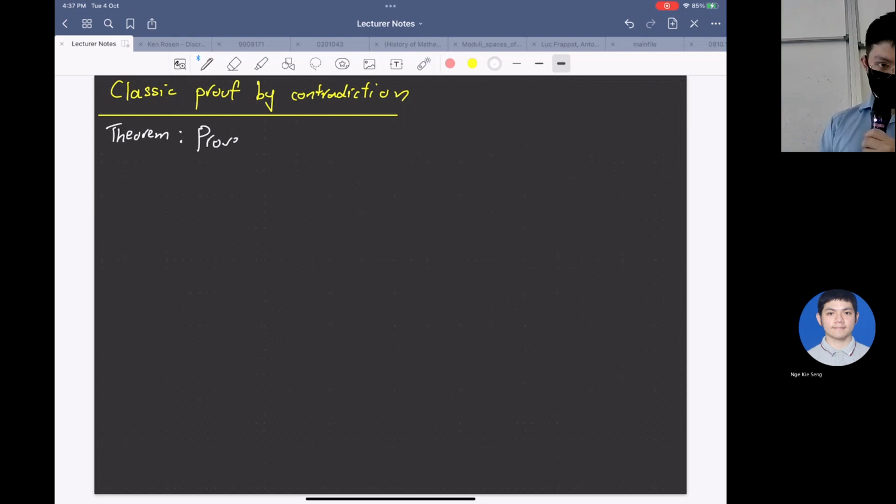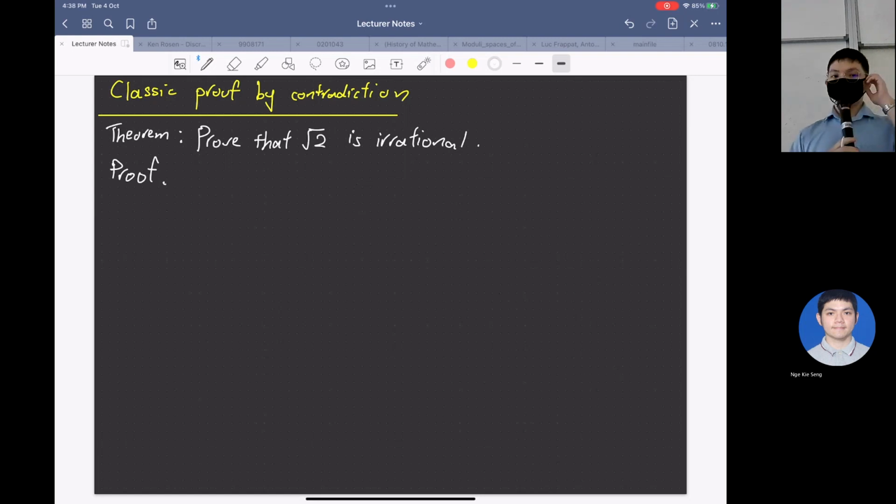Prove that square root 2 is irrational. Okay, let's see how this proof goes. This proof has a few steps, I mean, a few parts.